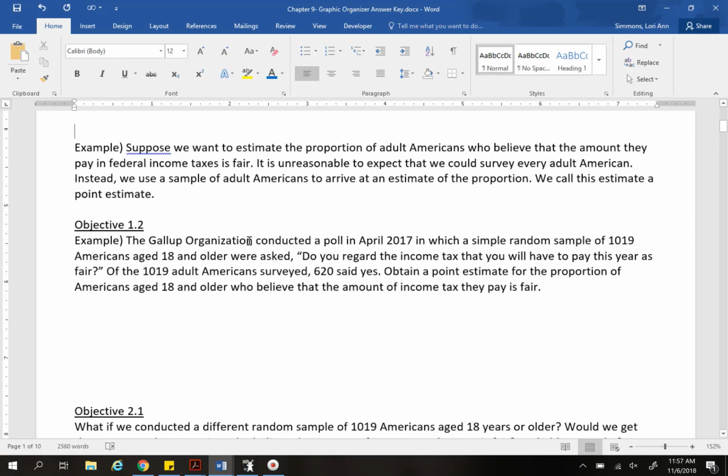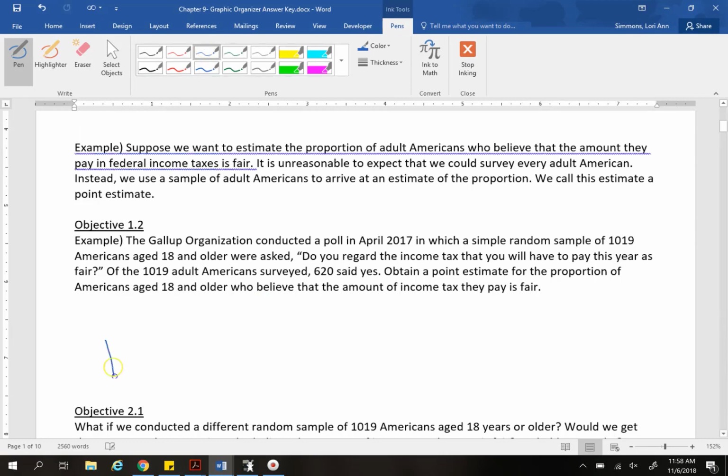The Gallup organization conducted a poll in April 2017 in which a simple random sample of 1,019 Americans age 18 and older were asked, do you regard the income tax that you will have to pay this year as fair? Of the 1,019 adult Americans surveyed, 620 said yes. Obtain a point estimate for the proportion of Americans aged 18 and older who believe that the amount of income tax they pay is fair.